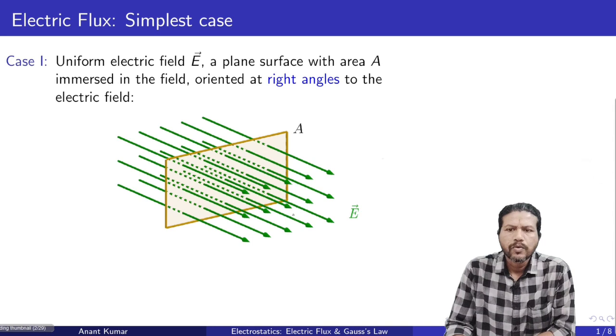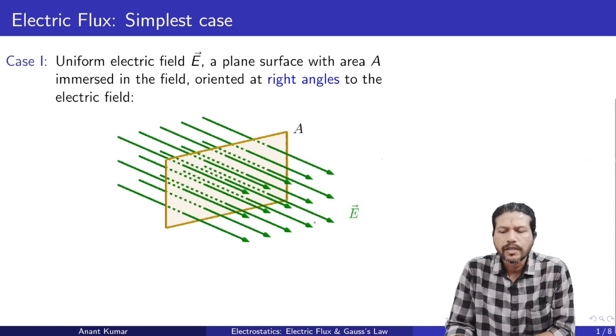That is the situation shown something like this. We have in this case the electric field. The field lines are basically these arrows which are in this case piercing this area capital A, and this area is oriented perpendicular to the electric field.